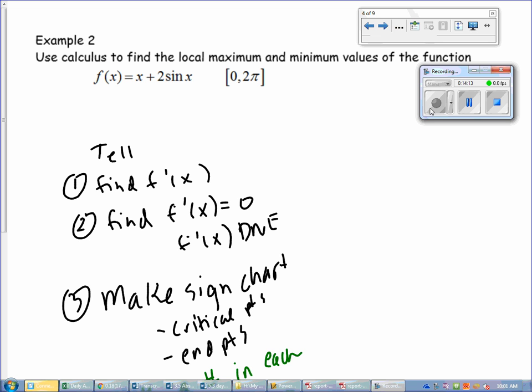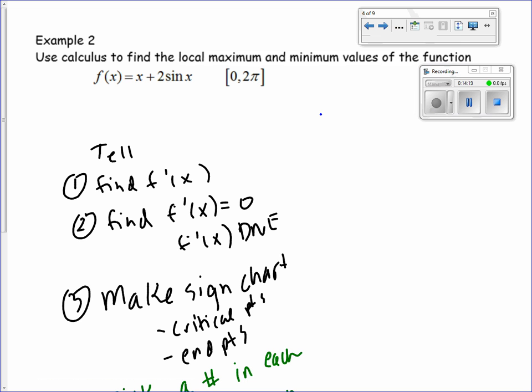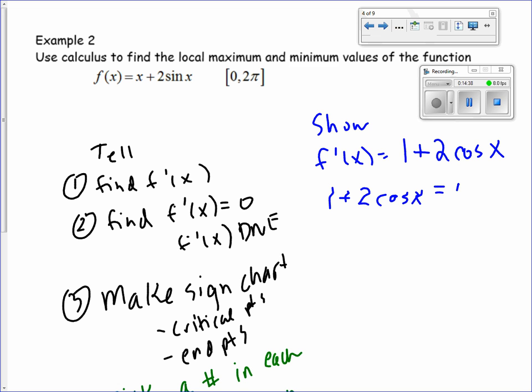All right, so let's go through. First step, find f prime of x. So we're doing show. F prime of x is, you got it, 1 plus 2 cosine x. Yep, we're setting that equal to 0. Will that ever not exist?